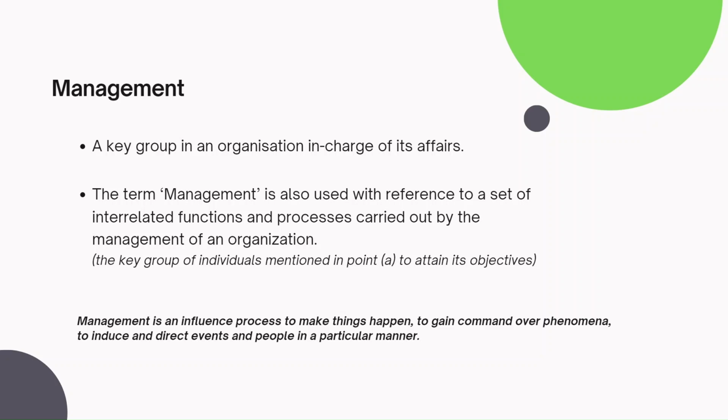So, it can also be said it's an influential process to make things happen, to gain command over the phenomena, and induce and direct events and people in that particular manner. So, these are the people that are going to influence the process. Why do they say they influence the process? Because they have come out with an idea and they are going to implement that. They are going to use the people and the resources and direct them in a particular manner to achieve the desired objective of the business. So this is all the management, guys.